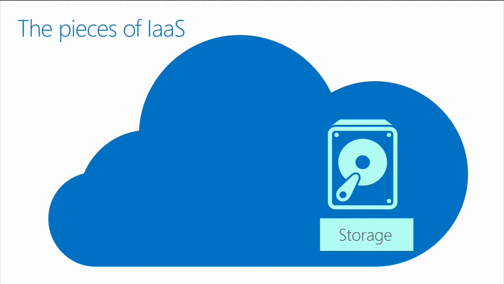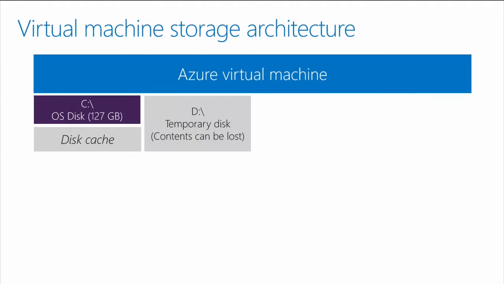So now let's look at storage itself. Storage is a set of disks that allow you to connect to Azure. Now, looking at the individual virtual machine, if you just deploy a virtual machine, you will see two drives: the C drive, which is the OS disk that comes from your image, and then a temporary disk, which here is labeled as D.